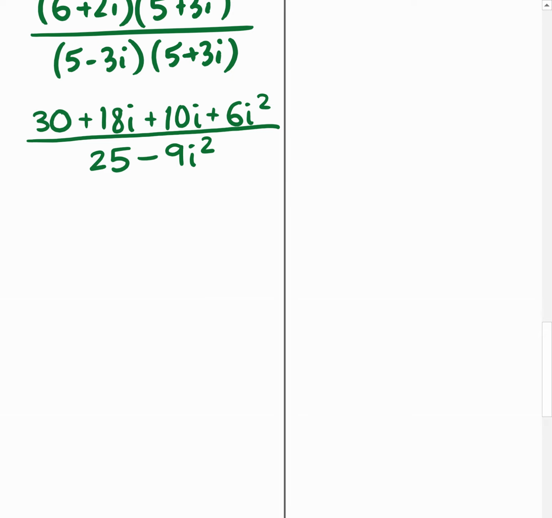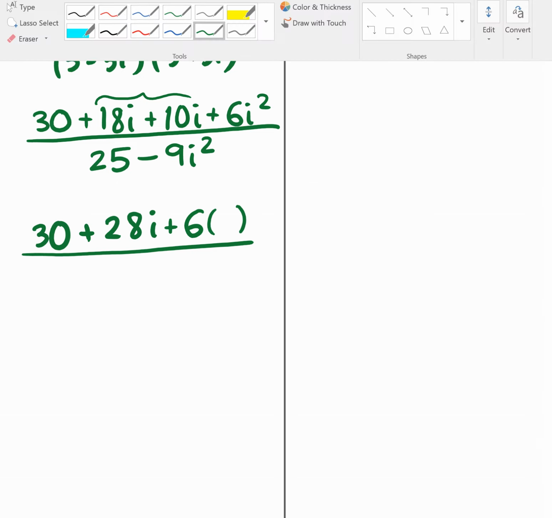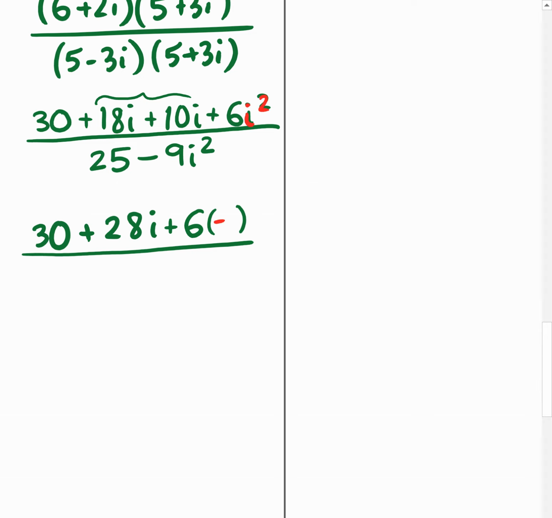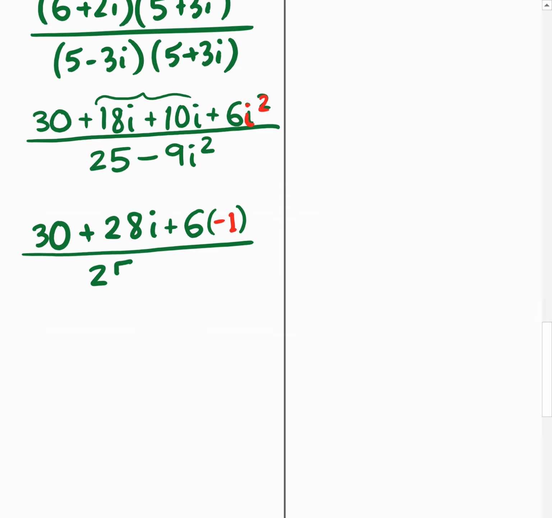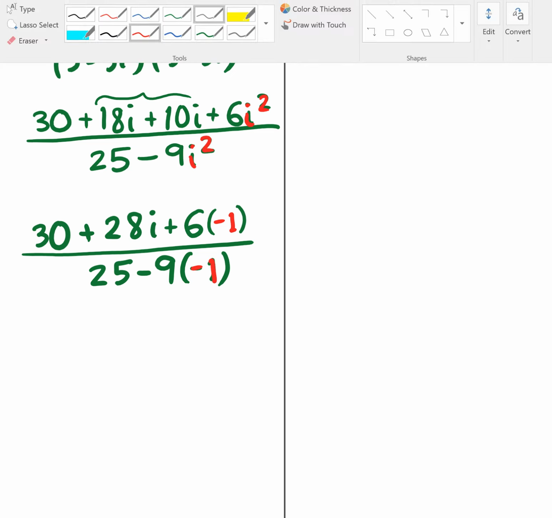All right, looks good. In the numerator I have a couple like terms in the middle. I'll combine those. It's 30 plus, we have 18i and 10i mixed, 28i. And then the next term we have 6i squared, but of course whenever we see an i squared you want to replace it with negative 1. That's all I can do for now in the numerator. In the denominator, that's really all I can do as well. Replace that i squared that's multiplied by the 9 by negative 1. There we go. All right, and we'll simplify and we'll be close to being done, I think.